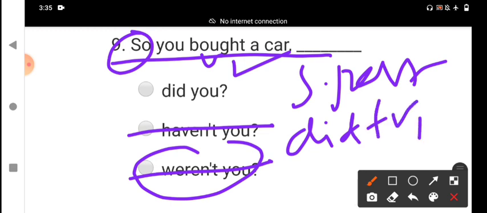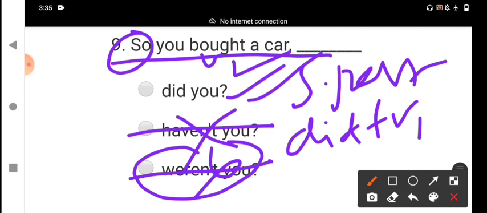In the simple past tense, what is the right answer here? Did you? These are negative tags. Only a positive tag is there. But did indicates the past tense. Do and does indicate the present tense. You bought a car. Did you? It is the right answer, my dear students.